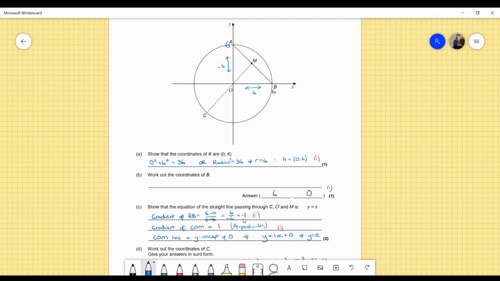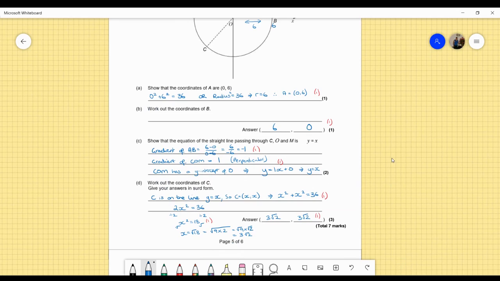Therefore, if the gradient of AB is minus 1, then the gradient of OM is perpendicular. So we flip it upside down, giving us 1 again, and we change the sign from negative to positive. So a second mark. If you then show that in the equation, it would be y equals 1x, and we know the y-intercept is at 0 for COM, so y equals 1x plus 0 is in fact y equals x. As long as you've shown a gradient of AB of minus 1 and a perpendicular gradient of COM of 1, that is enough to get you the 2 marks on this one.